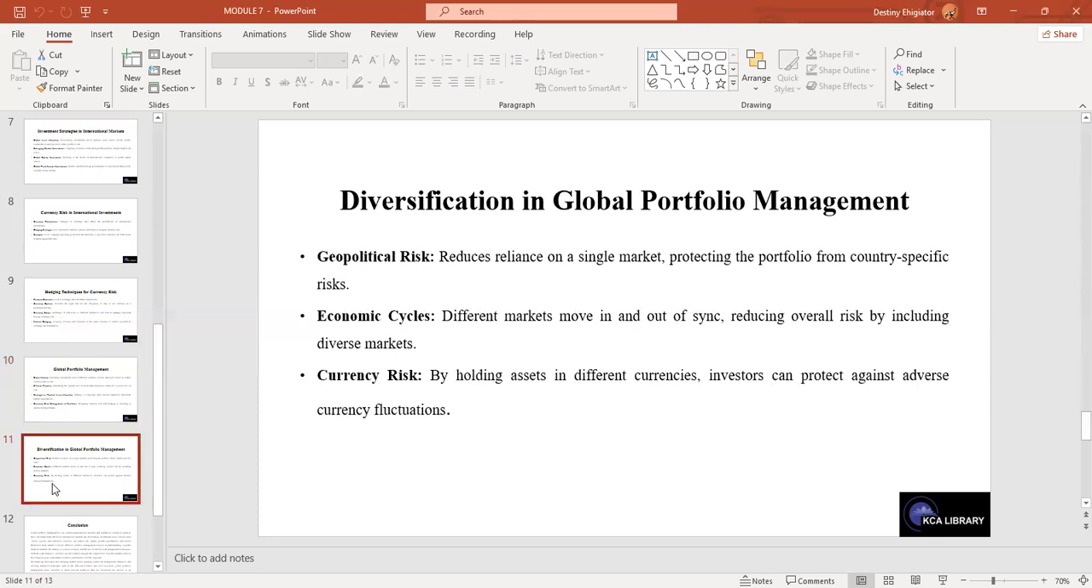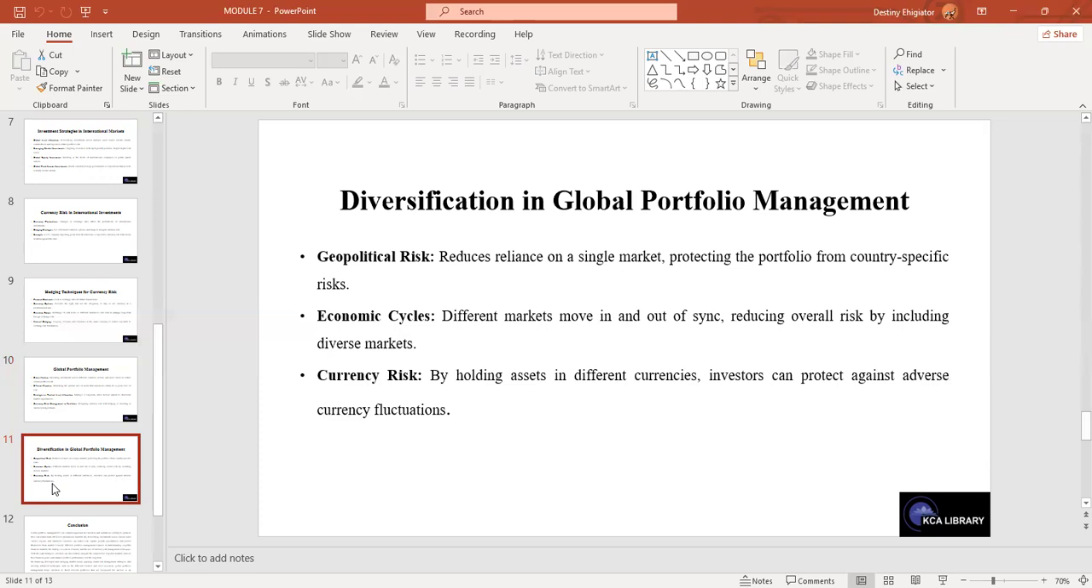And let's look at diversification in global portfolio management. We have geopolitical risk here, we have economic cycles, and we also have currency risk. Geopolitical risk: diversification reduces reliance on a single market, protecting the portfolio from country-specific risk.